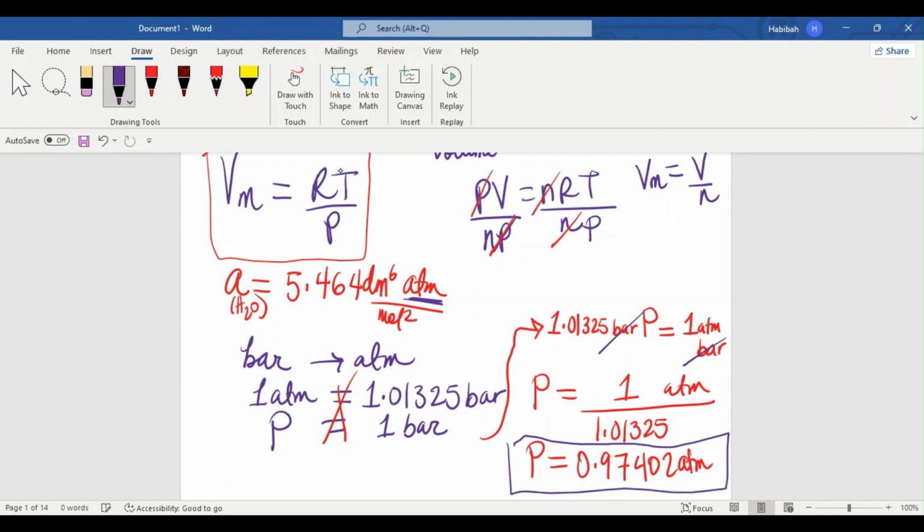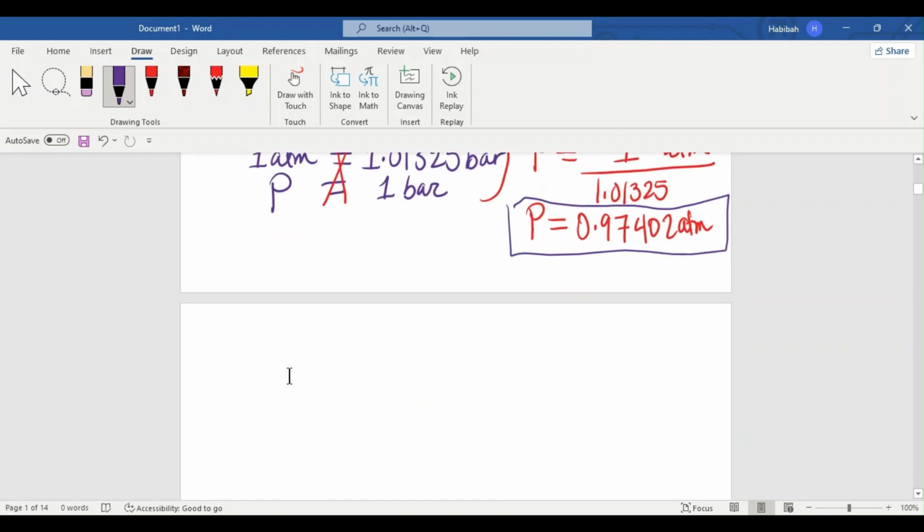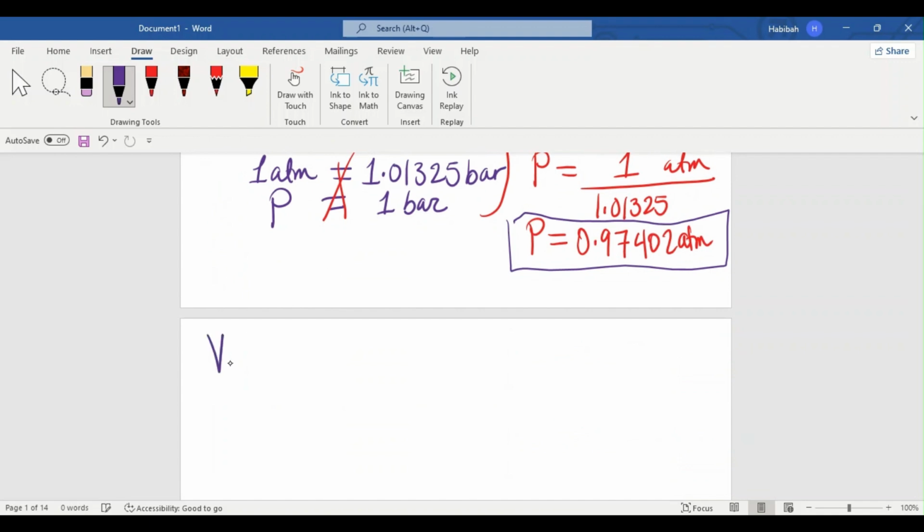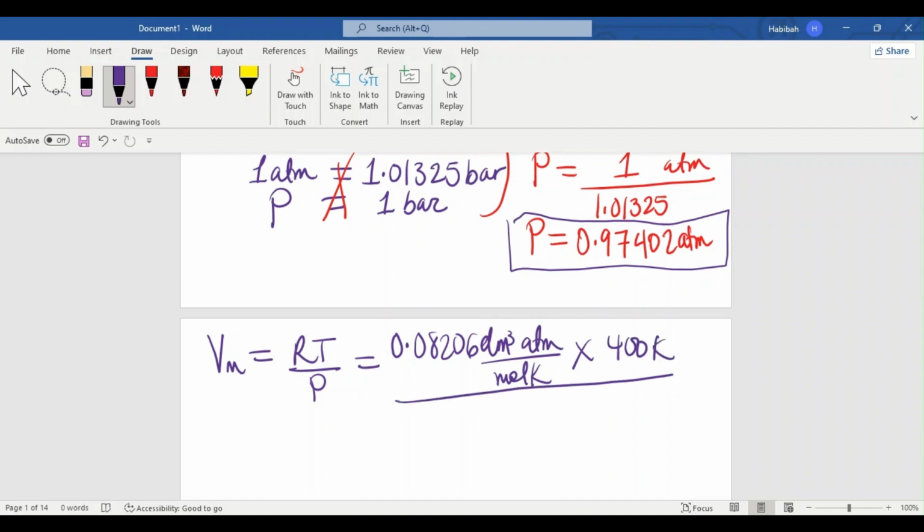Knowing the pressure and the temperature that we're given, as well as the gas constant, which is a constant, we can successfully determine the molar volume. Solving for the molar volume, we have RT divided by P. R is the gas constant, so that's 0.08206 dm cubed atm divided by mole Kelvin, times 400 Kelvin, divided by 0.97402 atmospheres. So we're going to cancel out the atmosphere and cancel out the kelvins.